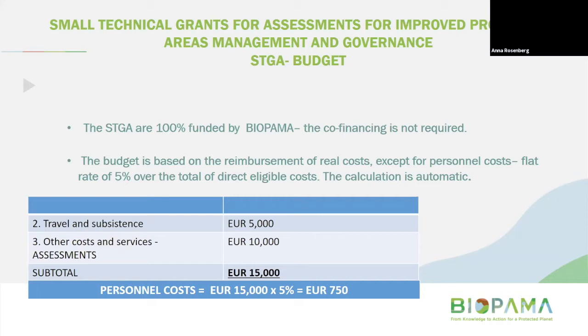Here is an example. If you plan to spend 5,000 on travel and subsistence linked to the assessment, as well as 10,000 for the assessment, your subtotal of direct costs is 15,000. BioPharma adds 5% to this 15,000 in order to compensate for the working time spent on the project.